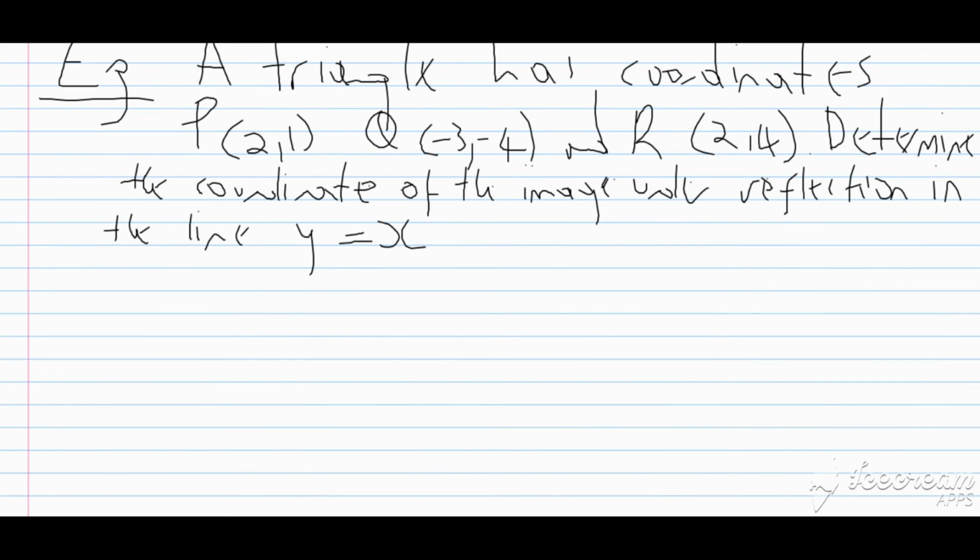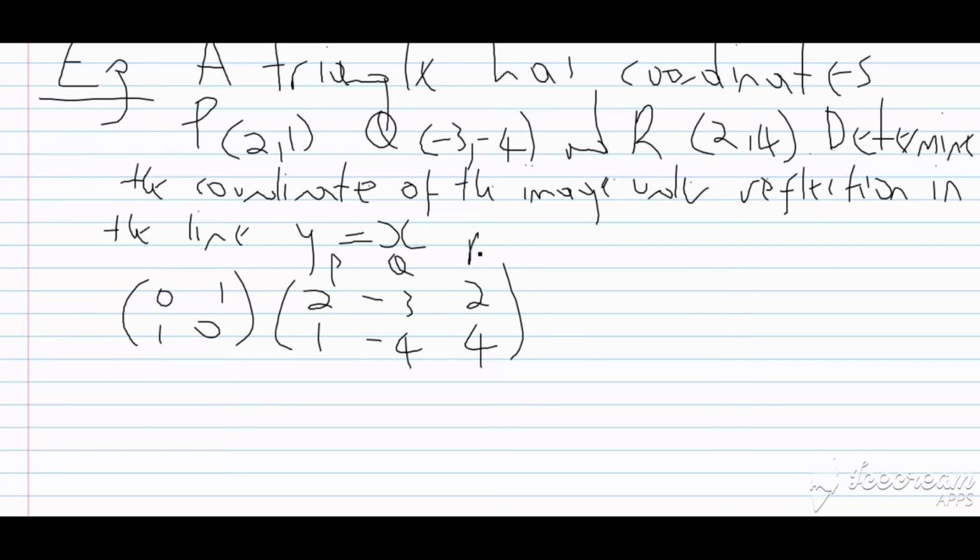Here's an example of a question. A triangle has coordinates P (2, 1), Q (negative 3, negative 4), and R (2, 4). Determine the coordinates of the image under the reflection in the line y equals x. So the first thing I need is a 2 by 2 matrix for a reflection in the line y equals x. And as we proved before, that 2 by 2 matrix is 0, 1, 1, 0. Now I'm going to lay out the coordinates of my object here, which is (2, 1), (negative 3, negative 4), and (2, 4), and I'm putting them in vector format, so we can carry out the operation. So I have P, Q, R.